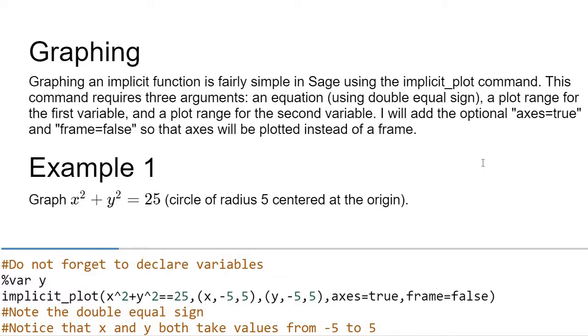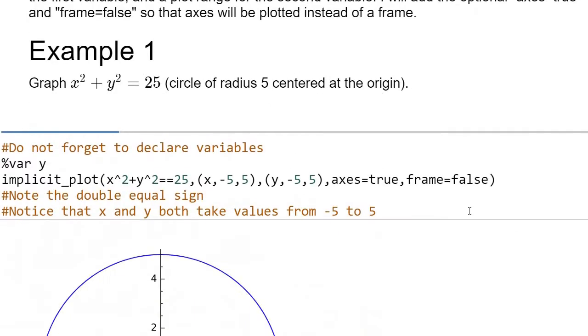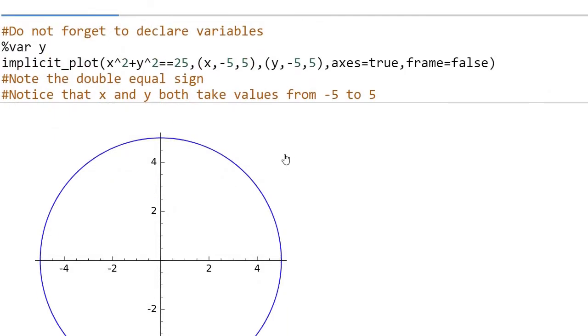And I'm going to add a couple extra options. axes=True will turn on the x and y axes, and frame=False will turn off this frame, because by default Sage does not use axes for these implicit plots. It instead puts a little frame around the outside. But I want it to look like our normal xy axes, so that's why I'm going to do that. So let's graph this circle first. Remember, you get x for free as a variable, but if we're going to use a variable y, we do need to declare it. So %var y before you use y in the implicit plot.